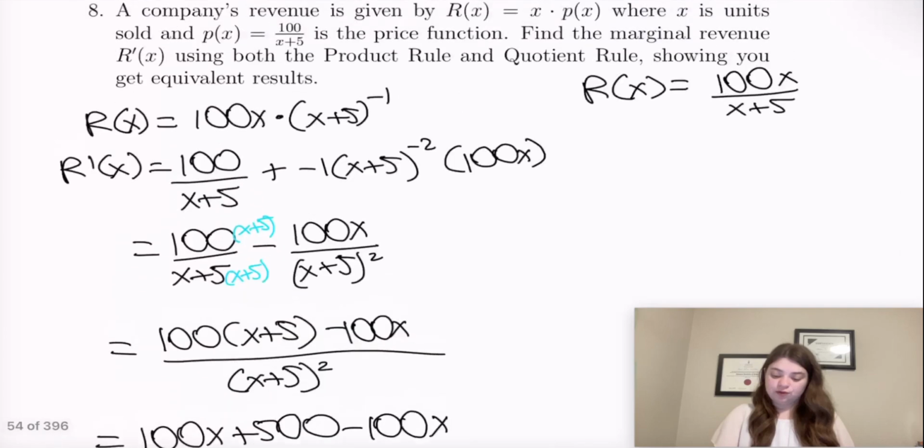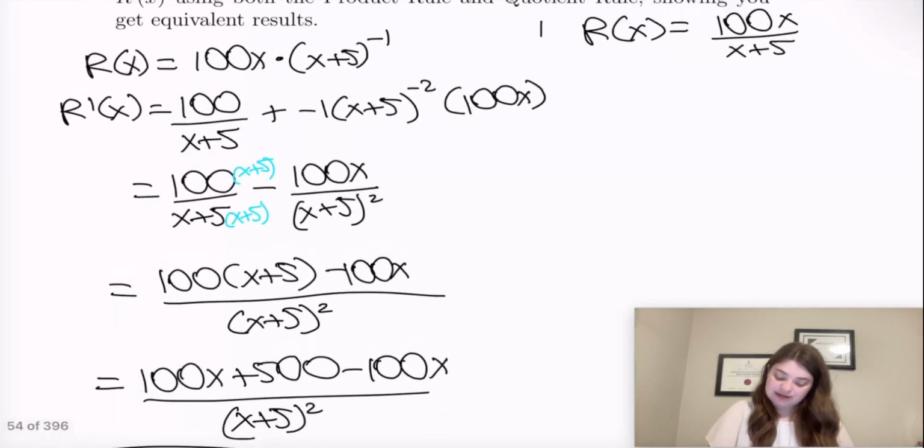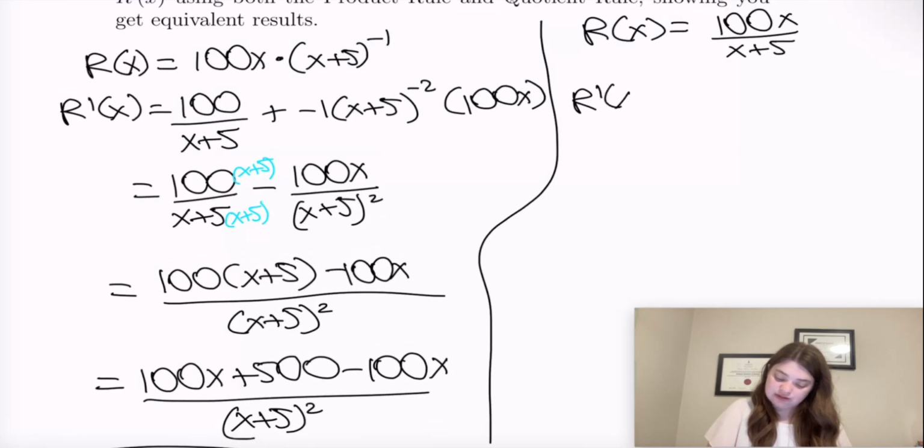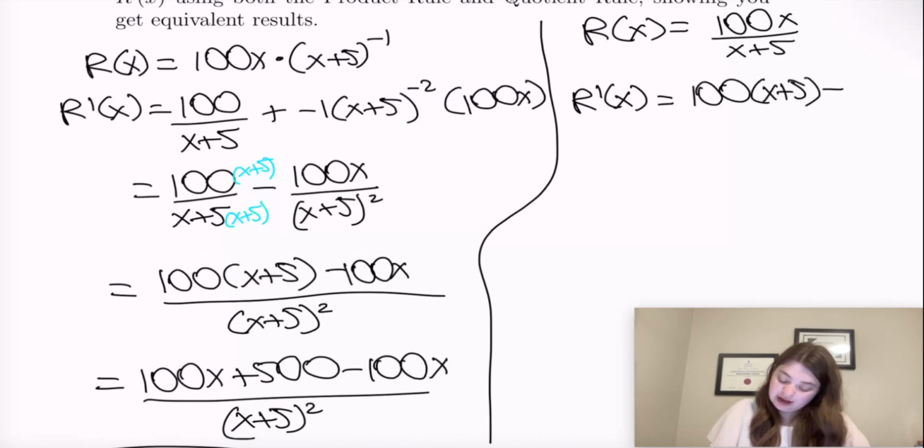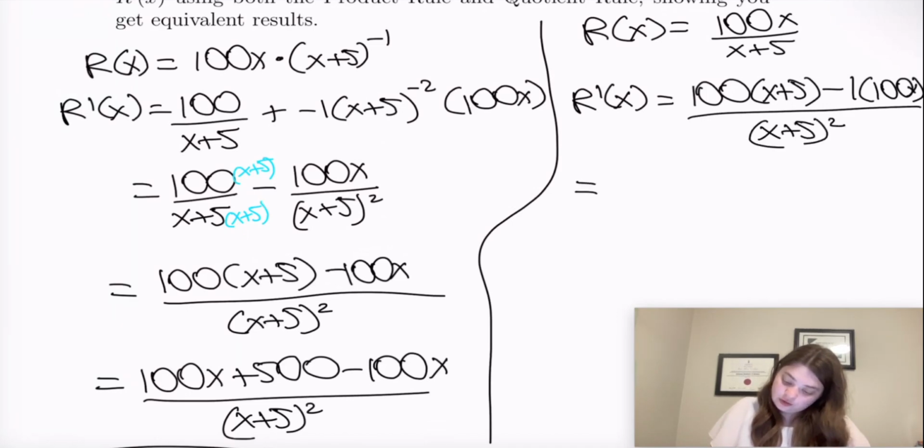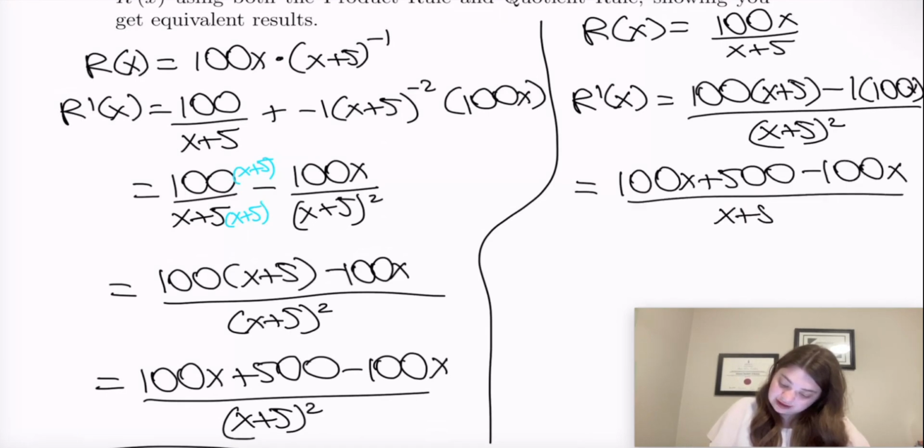Okay, so now we'll do the quotient rule as well. So going back to this one here, what if I take the derivative using the quotient rule? That's going to be derivative of the top, which is 100, times the bottom, and then minus derivative of the bottom, which is just 1, times the top. And that's all going to be over the bottom squared. And so therefore we get 100x plus 500 minus 100x all over (x plus 5) squared, which is 500 over (x plus 5) squared.